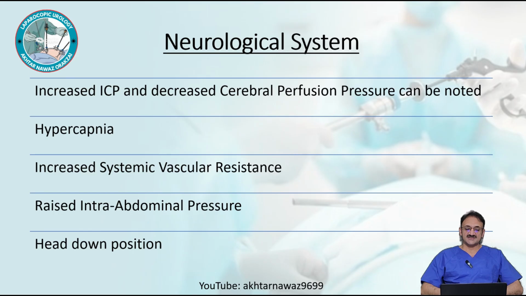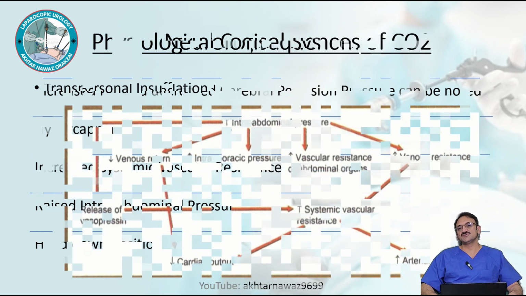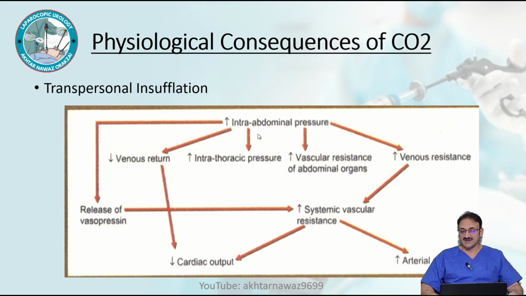Then comes the neurological system. There is increased intracranial pressure and decreased cerebral perfusion. So there is hypercapnia, increased systemic vascular resistance, and raised intra-abdominal pressure. The head position is down in the Trendelenburg position, as well as in the lateral decubitus position, and that leads to cerebral edema that can further give cardiovascular effects.